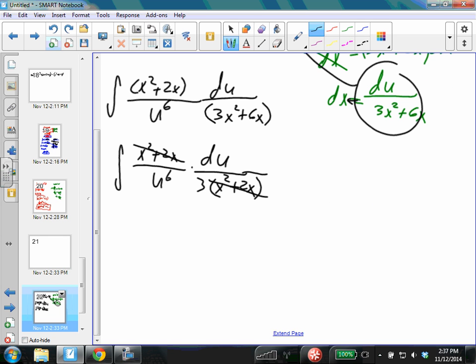What am I going to do with this 3 down here on bottom? Bring it out as what? Yeah, since the 3's on bottom, I'm going to bring it out as a 1/3. Okay, so this is 1/3. And now I have 1 over u to the 6th du. So 1/3 times 1 over u to the 6th du.